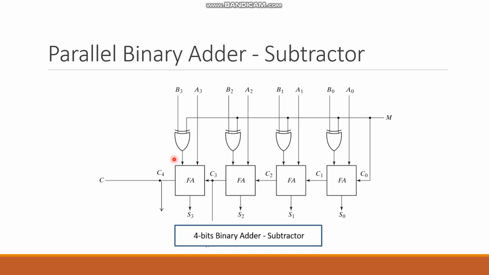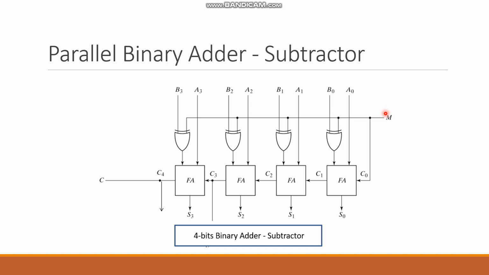So let's take a look at the circuit. We have 4 full adders. That means that this circuit can add 2 numbers when each of those 2 numbers can be up to 4 bits. Okay, A and B, A0, A1, A2, A3. That means A is 4 bits. B0, B1, B2, B3. Okay, so if you want to perform the adding operation, the M is going to be 0.